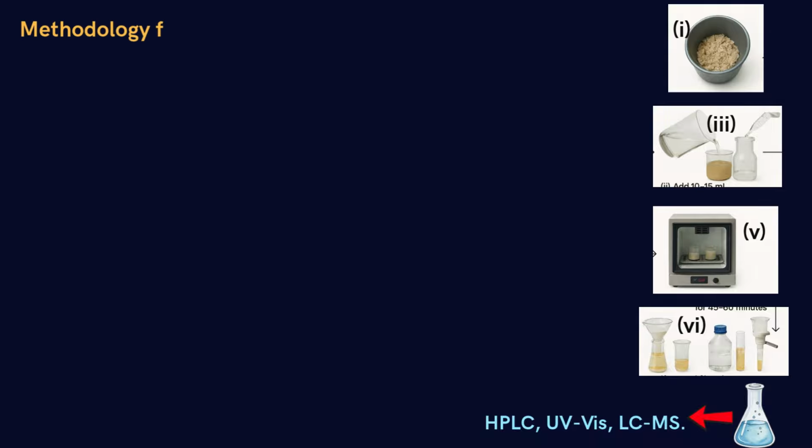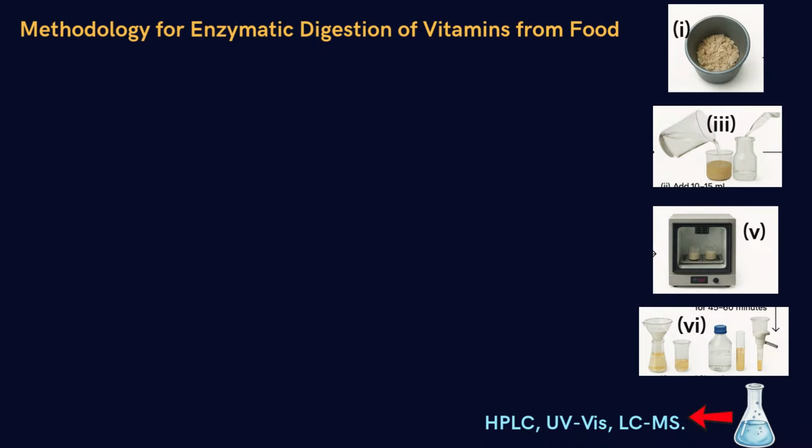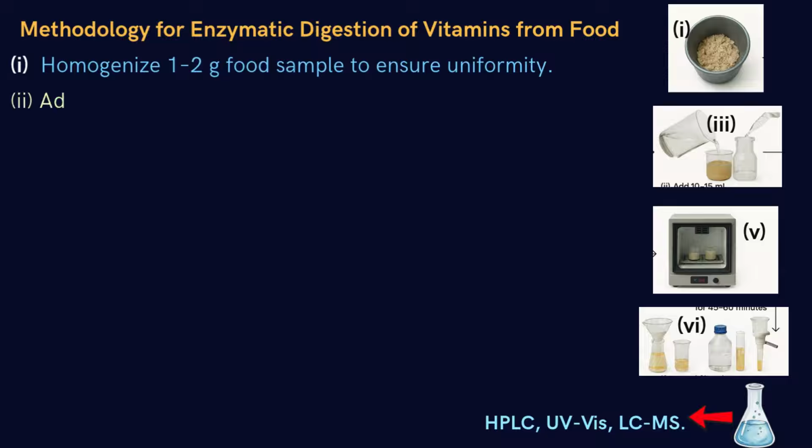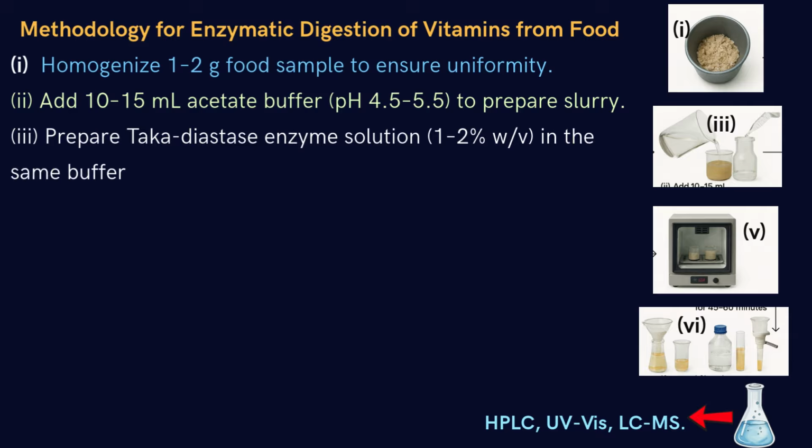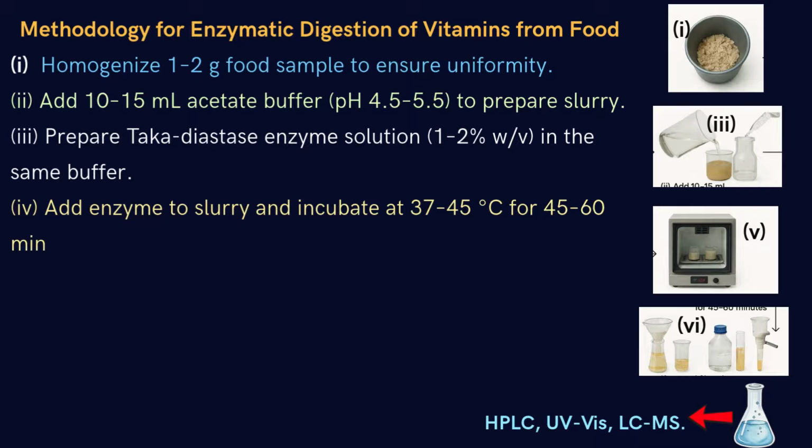Here, we will learn about the methodology for enzymatic digestion of vitamins from food or vegetable samples. First, take 1 to 5 gram dried food fine powder sample into the flask. Second one is, add 10 to 15 milliliter acetate buffer, pH 5.0, prepare slurry. Third one is, prepare TCA diastase enzyme solution, 2% in the same buffer. Fourth one is, add enzyme to slurry and incubate at 45 centigrade for 60 minutes.